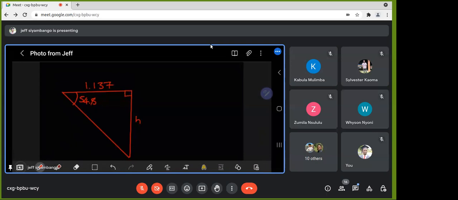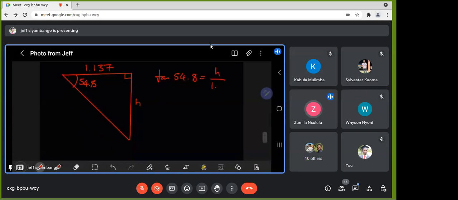So we'll use sine there. H will be equal to, not sine, tan. Sine works because we already found what the hypotenuse is, but since I haven't brought it here, I'll use tan. Tan 54.8 is equal to opposite over adjacent, which is 1.137. Yep.